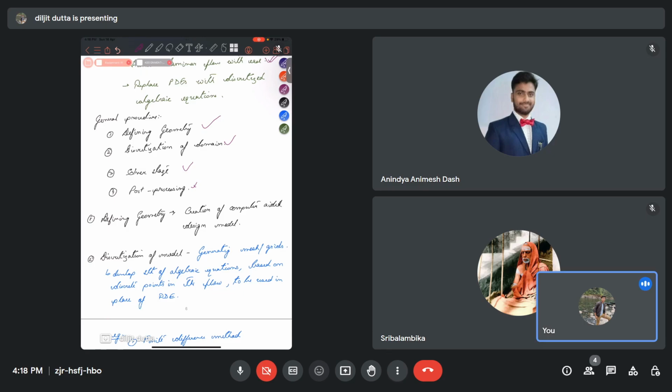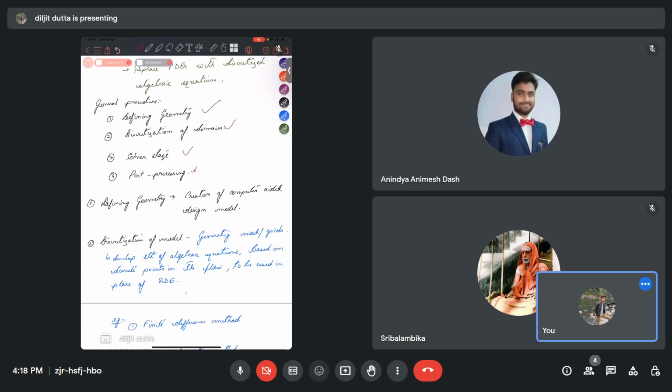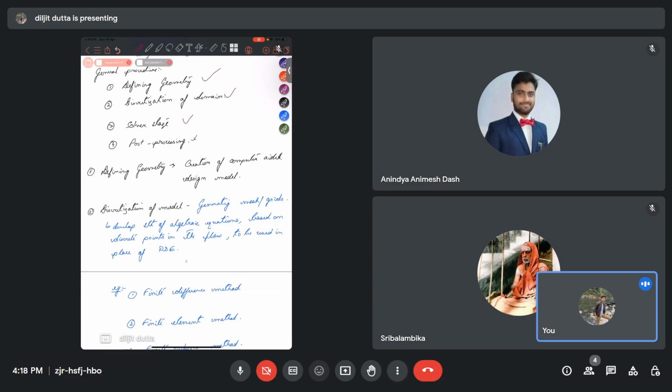And lastly, we will have the post-processing stage. In post-processing, we will see what error we got, and we will try to minimize the error and get a more accurate approximate solution.